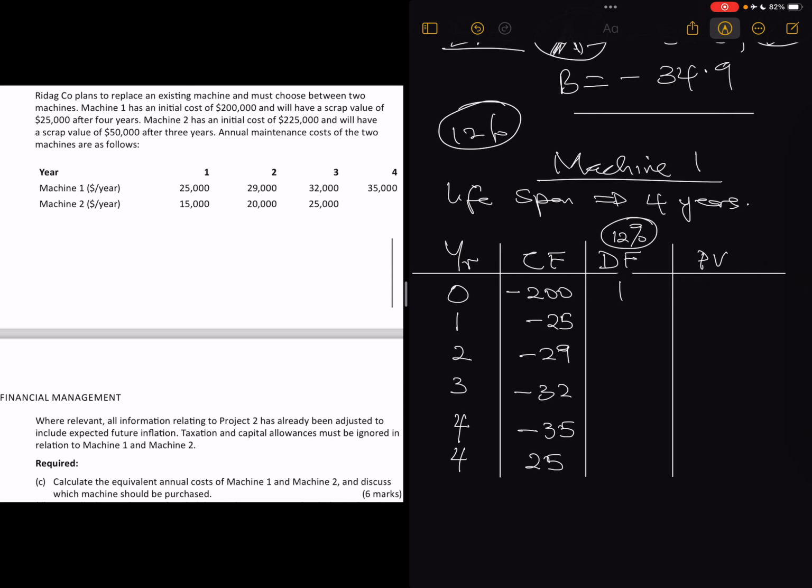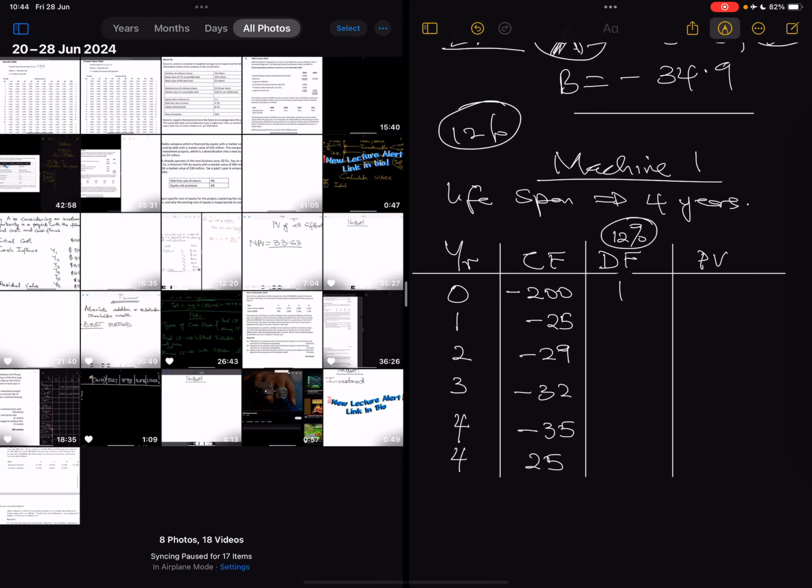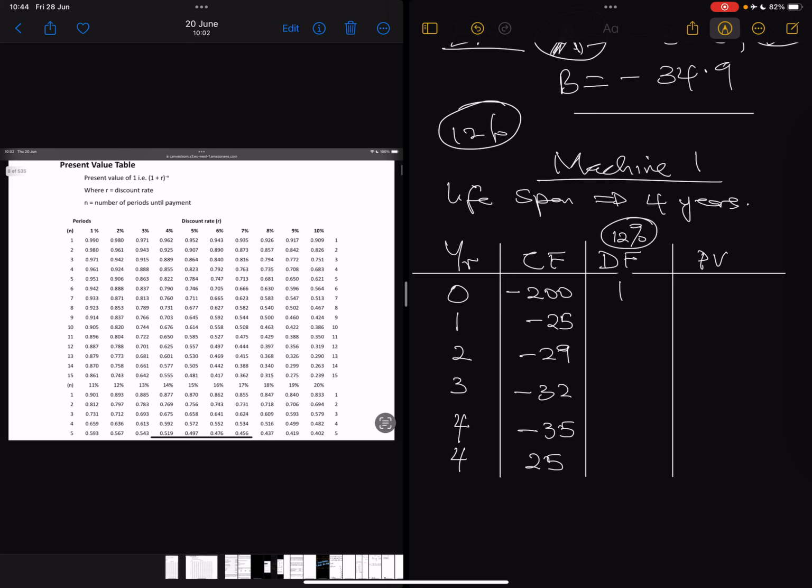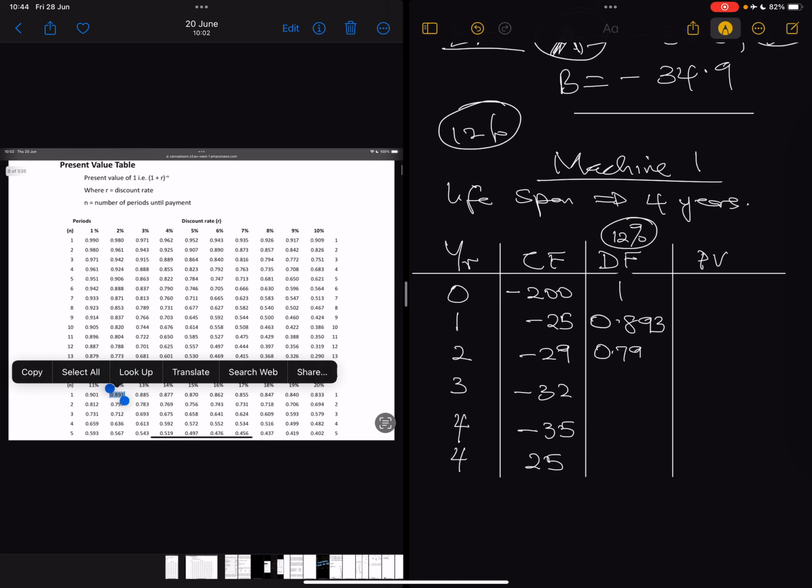For year 1, if you go to your present value table, let me quickly go there and show you. 12%, this is 12%. Year 1 is 0.893. You can see it. Year 2 is 0.797, just under it, and keep going down like that. 0.712, 0.636, and still the same year 4, so 0.636. Don't make the mistake of assuming this is year 5. It's still the year 4 cash flow.